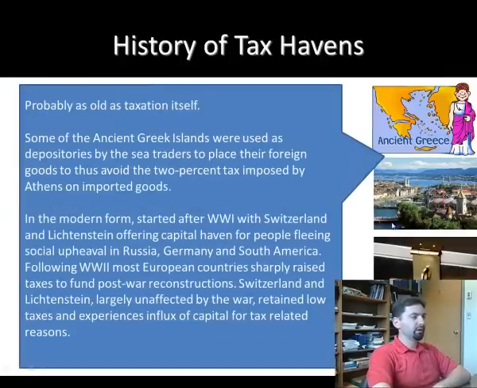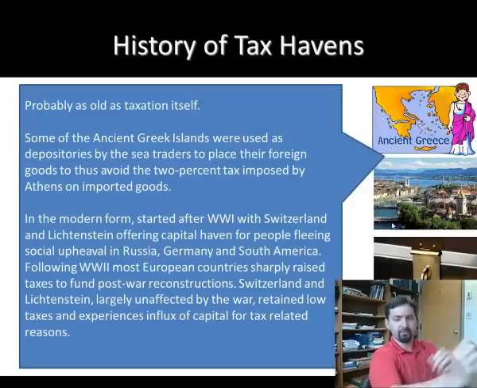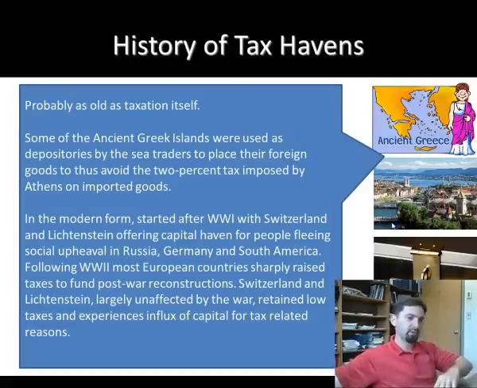So let me tell you a little about tax havens and their history. Tax havens are probably as old as taxes themselves. The idea originated in ancient Greece. At that time, Greece was pretty much a collection of city-states. And since Greece has access to the sea, it was very much a trading country. Plus, because it's at the crossroads, with Asia on the one hand, the Muslim world on one side, and Europe on the other.